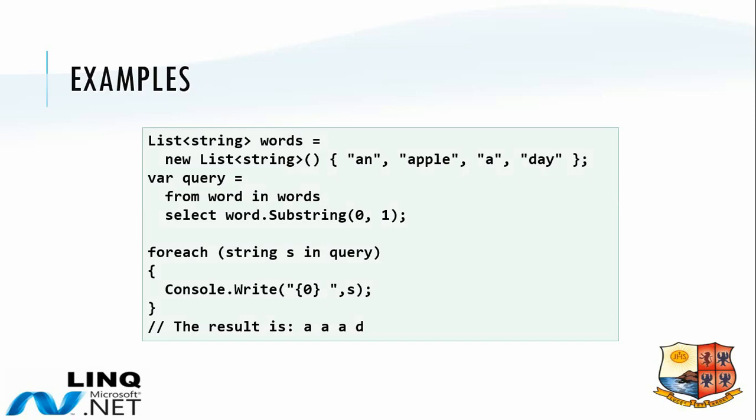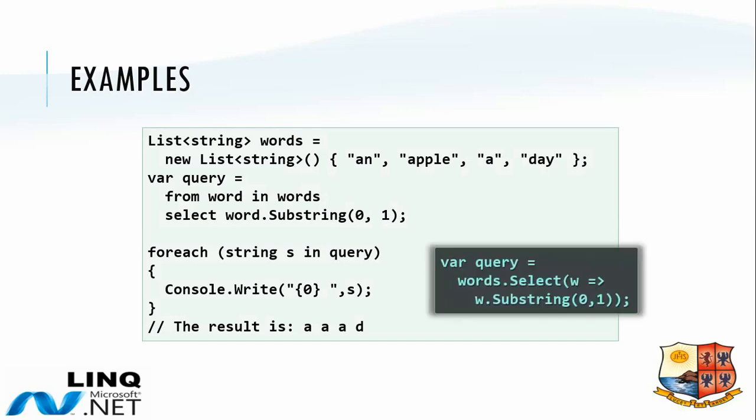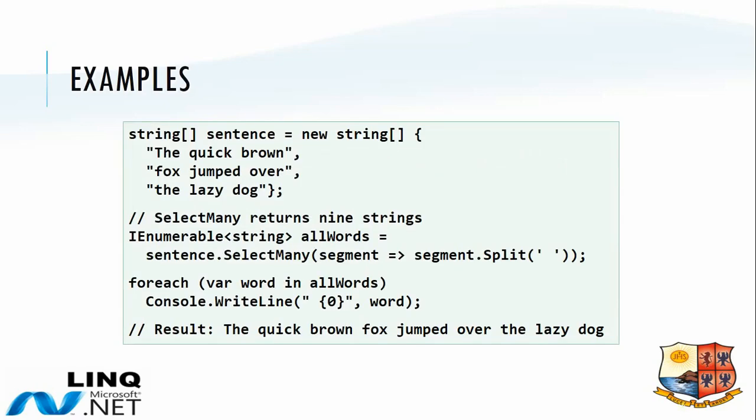This is just an example of using select. You can use projection. This is just printing out one value at a time. Same thing how you have done it in method syntax: words dot select, w goes to w dot substring 0 comma 1. Select is the keyword here.